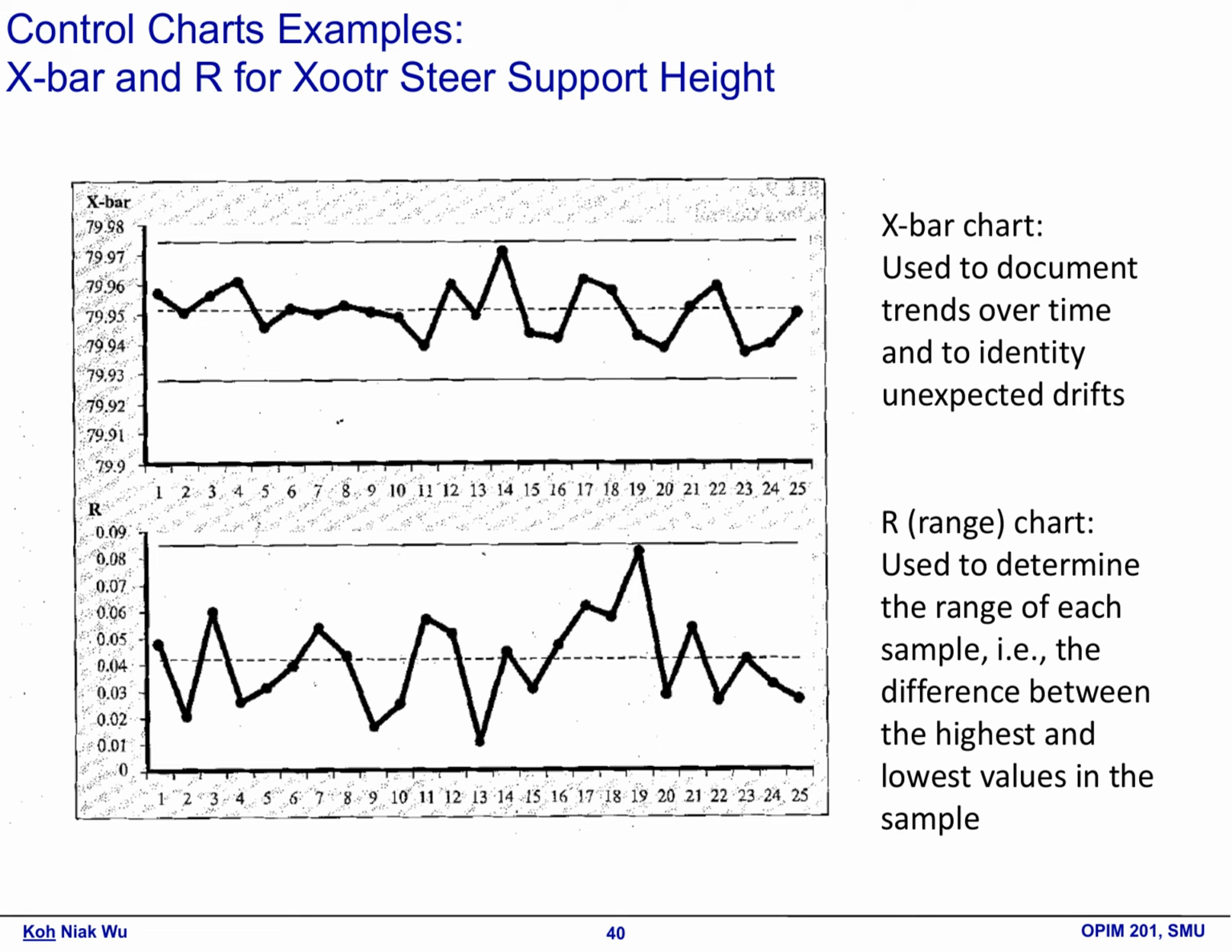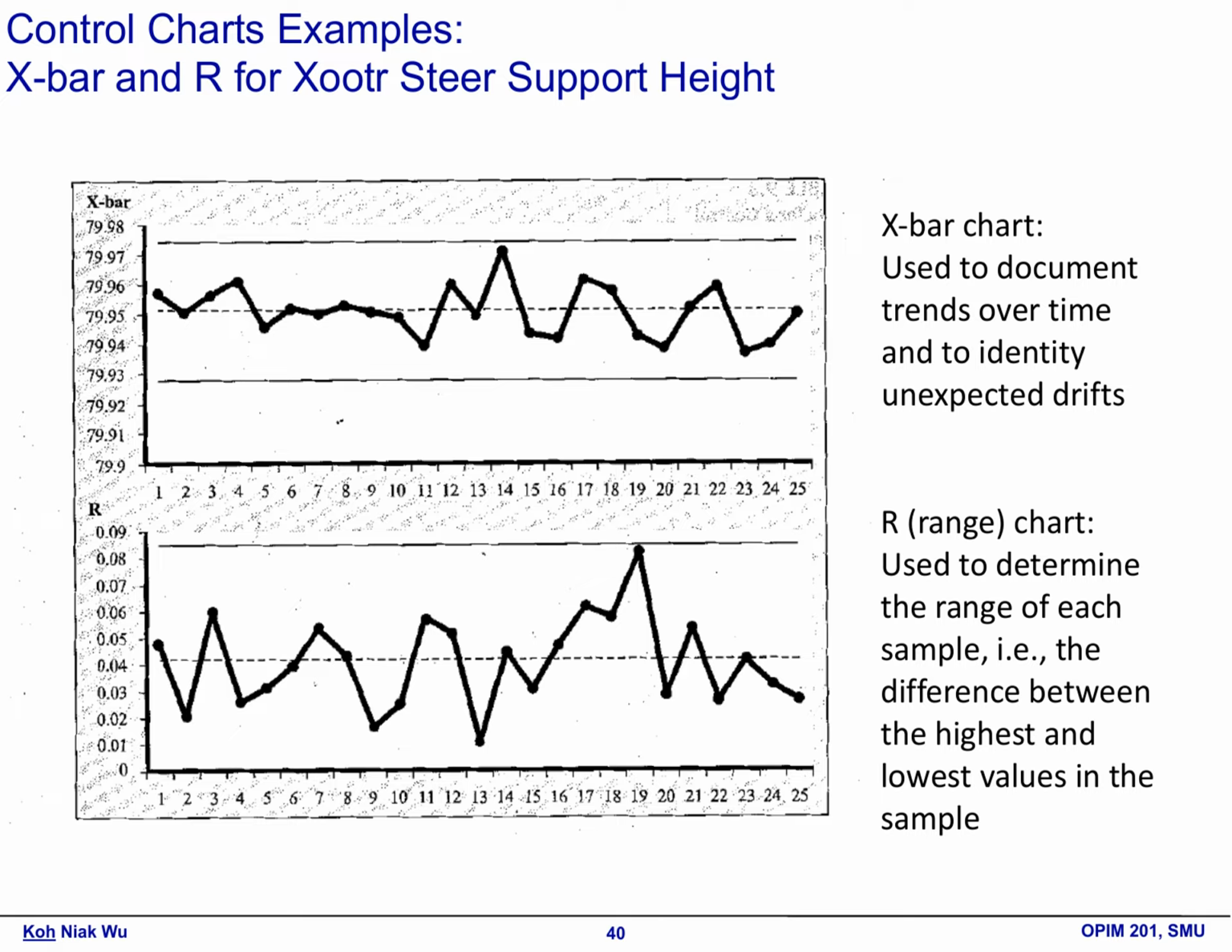The R chart, on the other hand, focuses on variability. It highlights the difference between the highest and lowest values in each sample. This gives insight into the consistency of the measurements. For instance, a wider range observed in the 19th day indicates greater variability that might need attention.